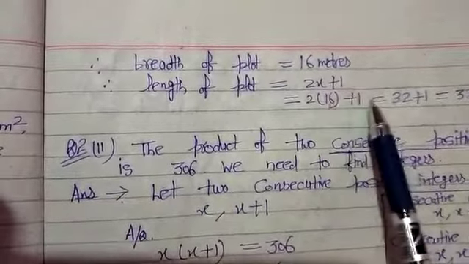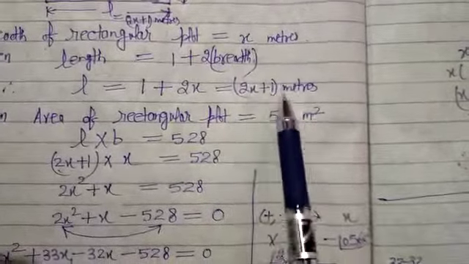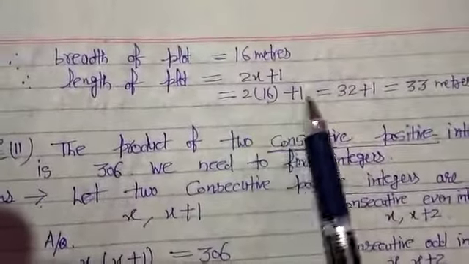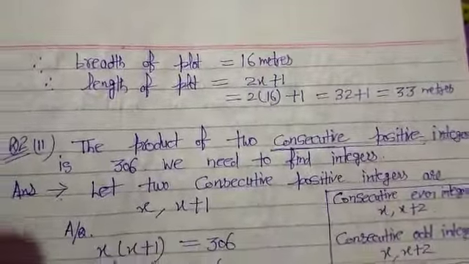2 into 16 plus 1. 2x plus 1, it is from the given condition: length is 1 more than twice its breadth. So length is 2x plus 1, so 2 into 16 plus 1. So length is coming 33 meters and breadth is coming 16 meters.